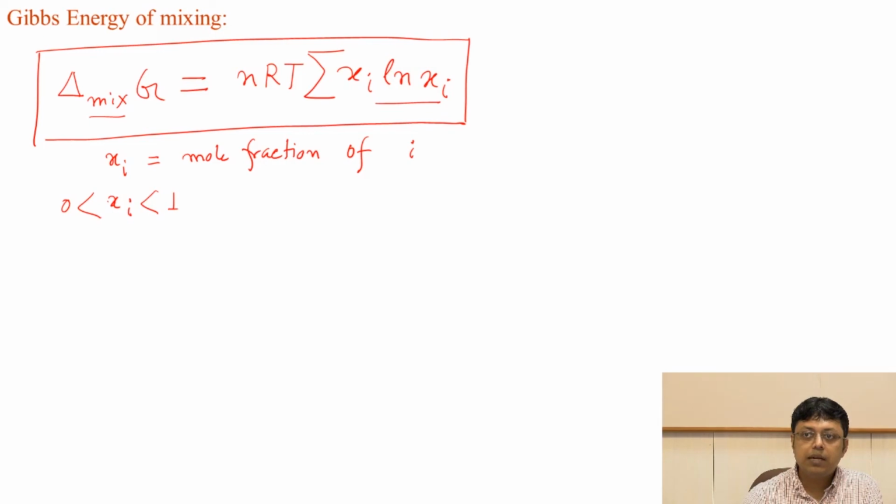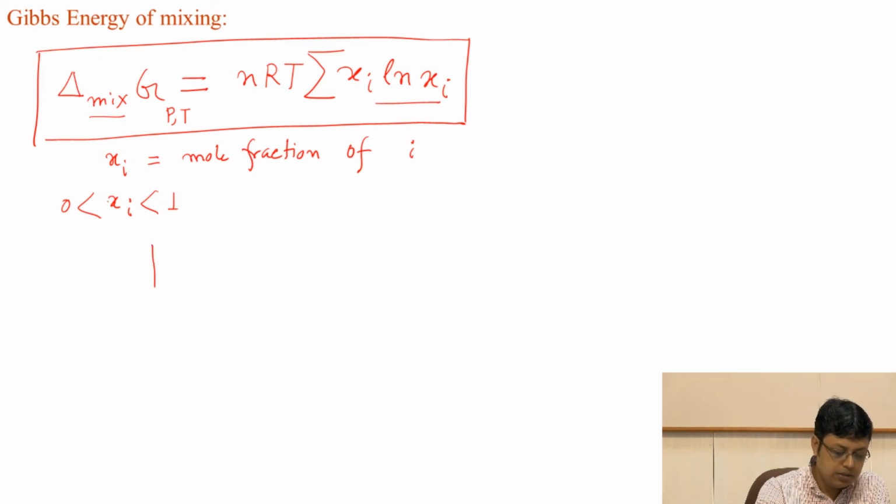So once we mix the things, don't forget that we always have to write that this is done at a constant pressure and temperature. So when we mix two components together, the total free energy changes, and it is negative, which means it is a spontaneous process.